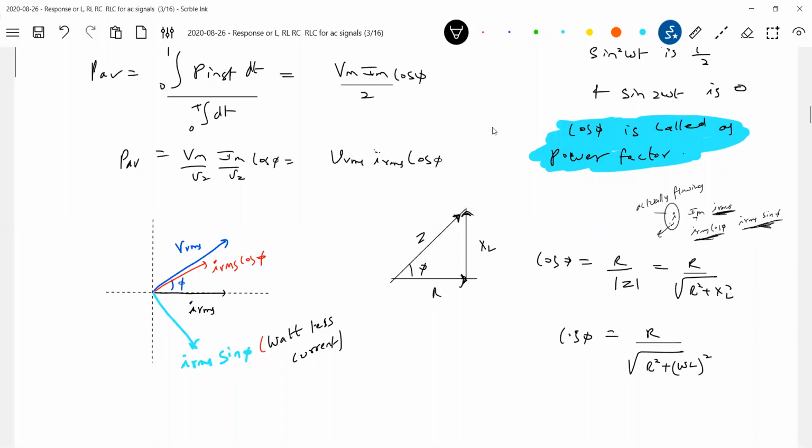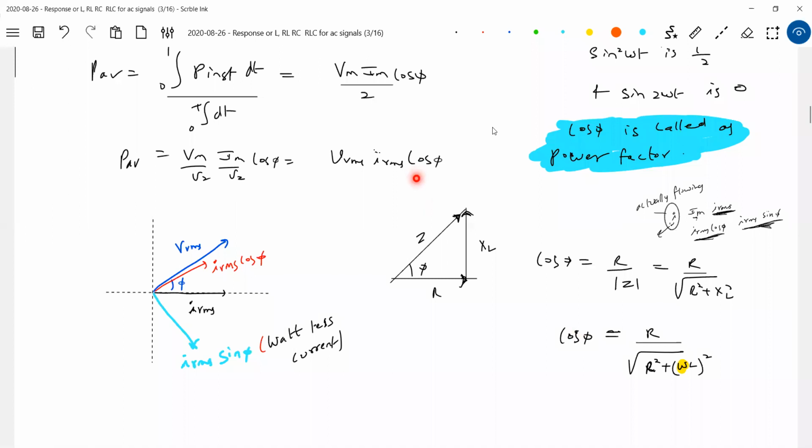Now, can I control power dissipation in the circuit? By varying omega only. R and L are fixed here because I don't want to disturb them. Varying R and L is a very difficult thing. Varying omega is very easy. I'll just put a knob. So by varying omega, I can control cos phi. By varying cos phi, I can control average power. So like that, the power dissipation can be controlled by varying the frequency of the source. This is a major theme of this circuit. So this power factor is something very important.